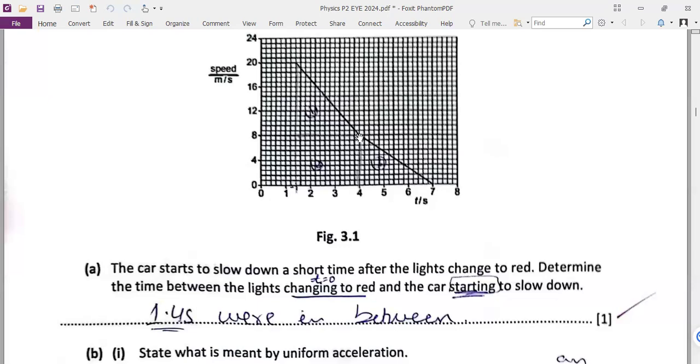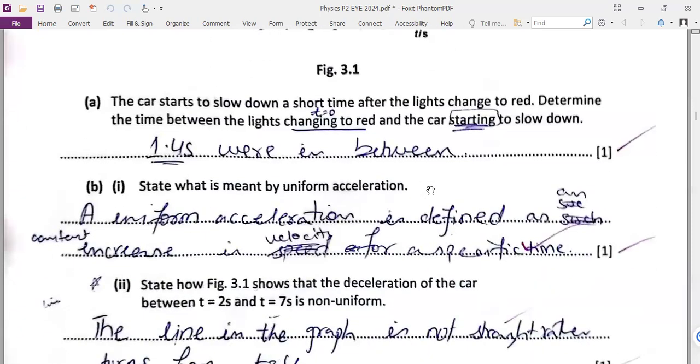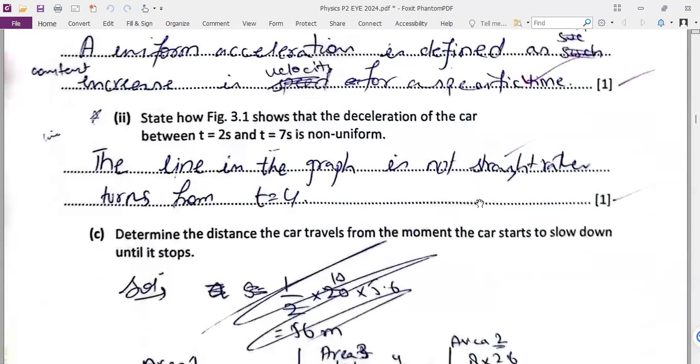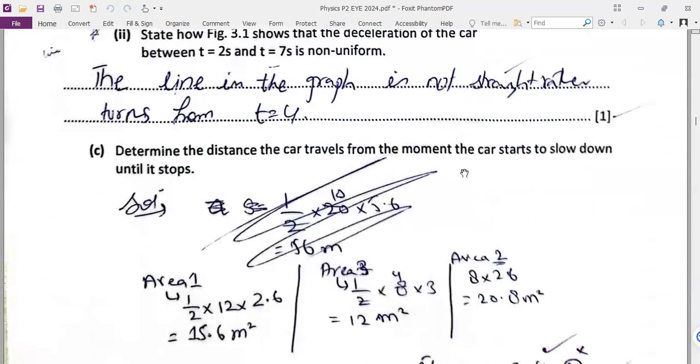If somebody asks you the acceleration between 4 and 7 seconds, that is uniform, and between 2 and 4 seconds or 1.4 and 4 seconds, that is uniform. It is asking between 2 and 7 seconds. Carefully read the question and then answer it. So the line is not straight. And then it is asking the distance, so it is the area under the graph.